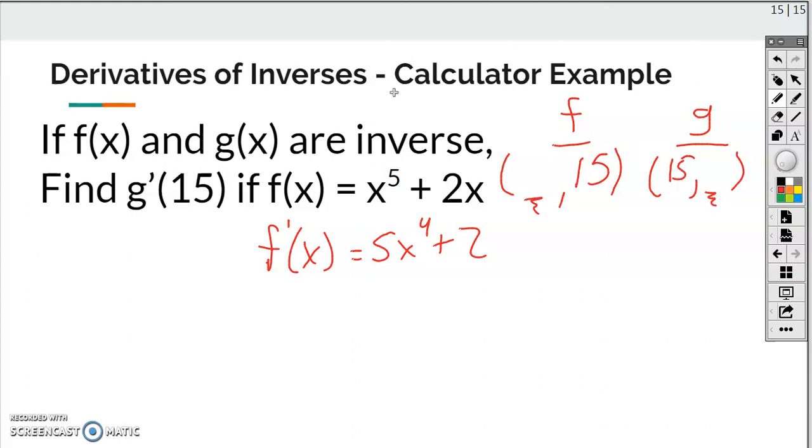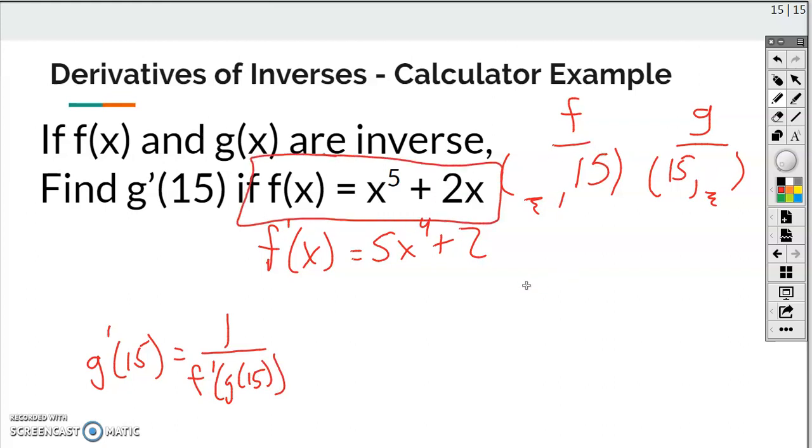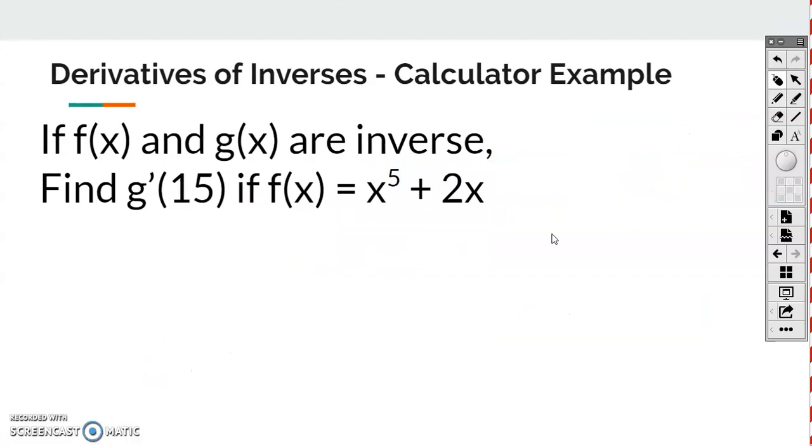Now I'm not going to go through the whole thing again to get the calculator, but to get g prime of 15, we're going to do 1 over f prime of g of 15. G of 15 is going to be found by figuring out which x value is going to make this equal 15, because that'll give me this x value, which will also go here. So on my calculator, I'm going to solve x to the 5th plus 2x equals 15. Once I know that number, it's going to go in both of these spots, and then I'm going to plug it in. I've got it all worked out on this next slide.